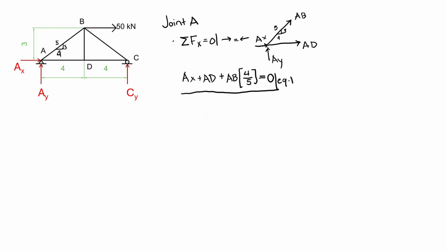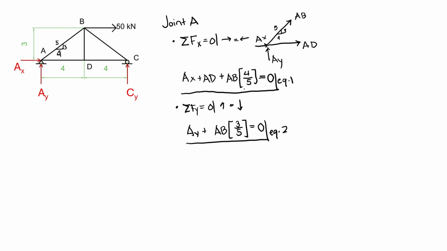Next, using the summation of forces vertical equal to 0, all of the forces going up must be equal to those going down. The vertical forces going up are AY plus AB multiplied by 3 over 5. Since we don't have forces going down, that is equivalent to 0. So this is our second equation.